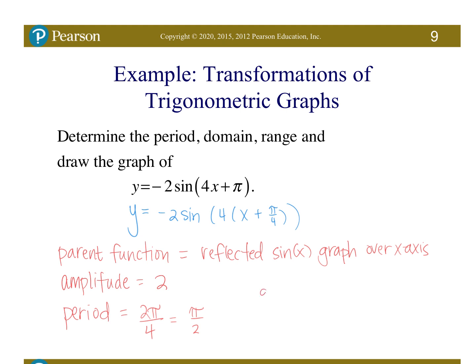My domain is still all real numbers. You can't change the domain of a sine or cosine graph. They will always accept all values, but you can change the range. And the range has to do with the high and the low. So for this particular one, because of the amplitude, I'm going to go all the way down to -2 and all the way up to +2.